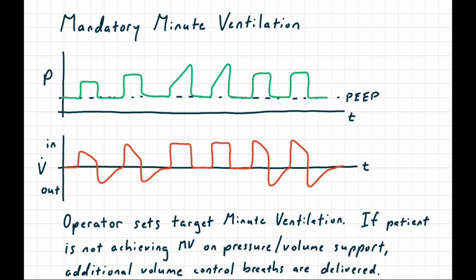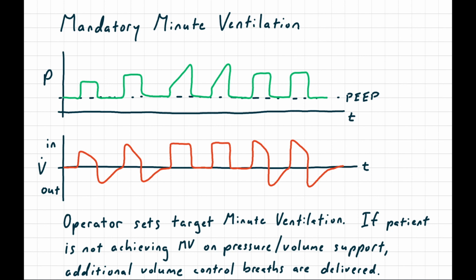Finally, let's talk about a mode called mandatory minute ventilation. This mode has a baseline of pressure support breaths, that is, constant inspiratory pressure breaths that the patient starts and stops on their own. And then, just like in volume support mode, the inspiratory pressure is automatically adjusted to try to hit a target minute ventilation.